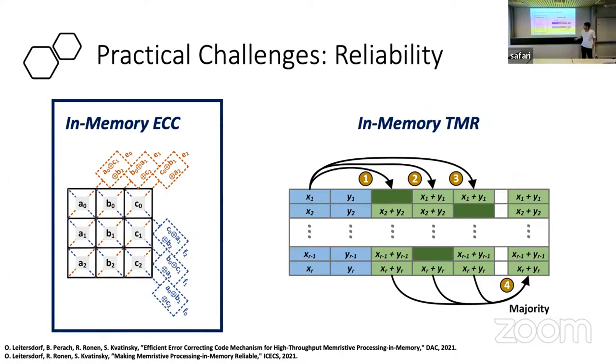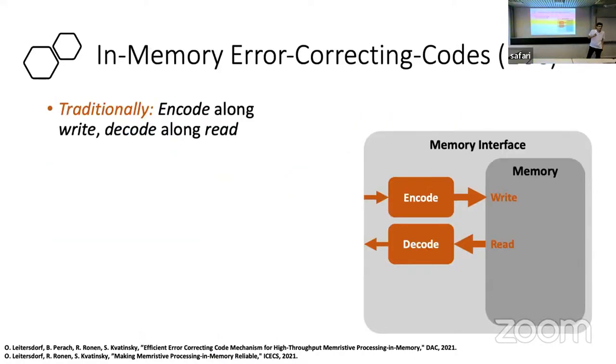So let's start with in-memory ECC. First off, for ECC, for those of you that aren't familiar, it's a way to increase the size of a message, but encode it in such a way that if you have an error, then you're able to find what that error was and decode it. And traditionally, memories today use ECC.